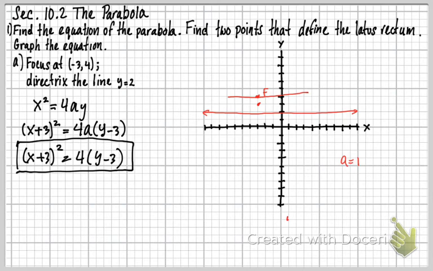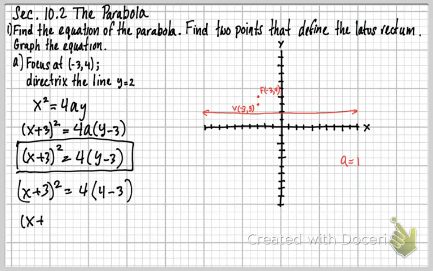Now remember, our focus is -3, 4. Okay, and I'm going upward here, so that means I'm going to plug in 4 for my y here, because I want to find out where my graph is at y equals 4. So now I'm just going to plug in 4 for my y. So that's going to be x plus 3 squared equals 4, and then I'm going to plug in the 4 minus 3 there.